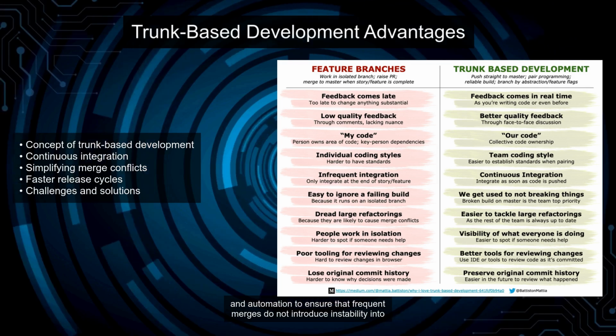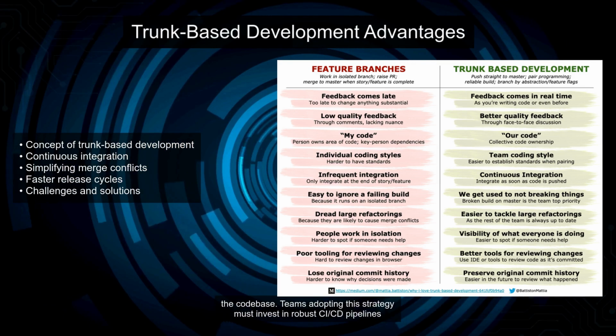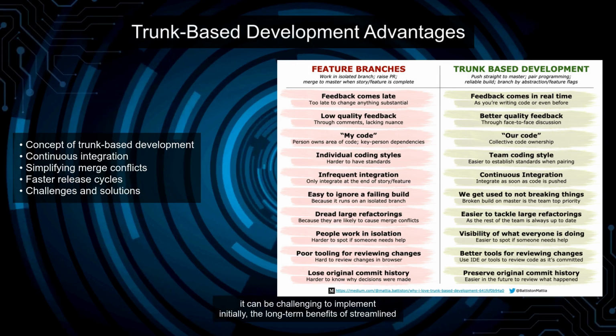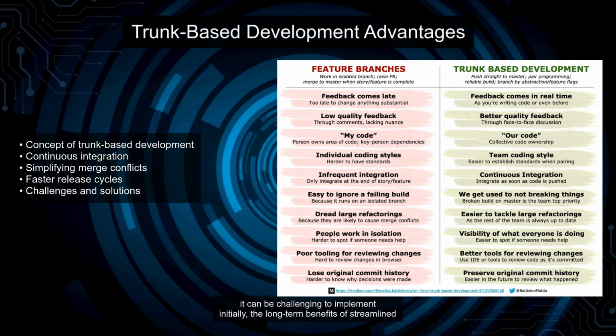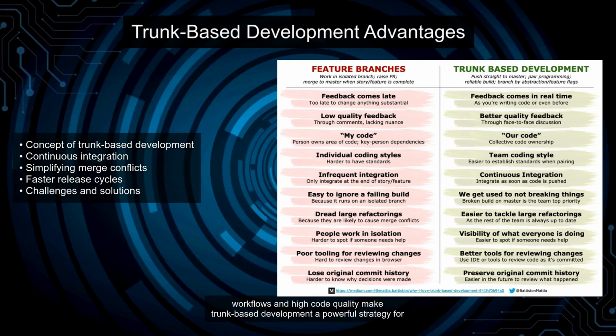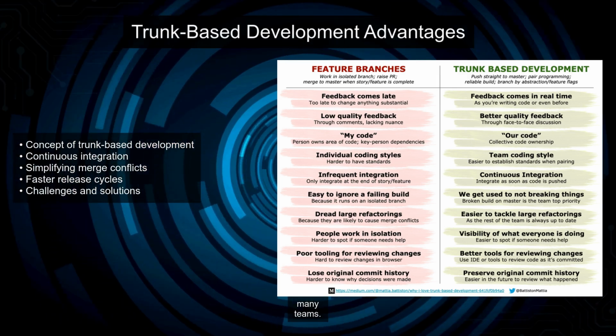However, it requires rigorous testing and automation to ensure that frequent merges do not introduce instability into the codebase. Teams adopting this strategy must invest in robust CI/CD pipelines and maintain a culture of discipline in code reviews and testing. While it can be challenging to implement initially, the long-term benefits of streamlined workflows and high code quality make trunk-based development a powerful strategy for many teams.